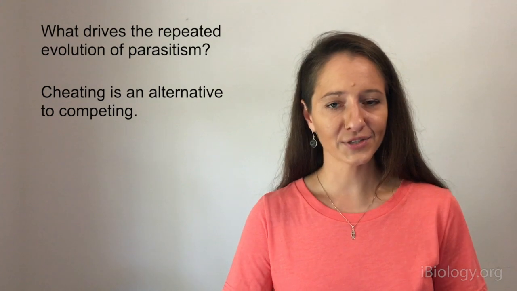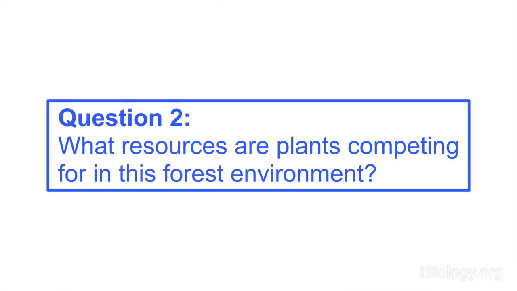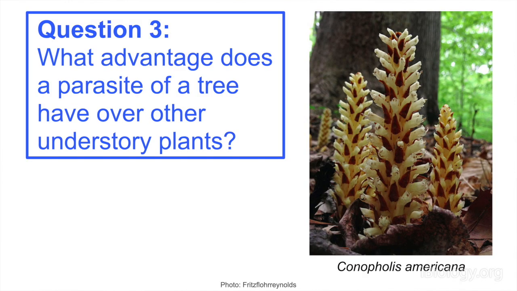So pause and ask yourself this question: what are some of the resources that plants are typically competing for? And now focus on the parasitic plant on the right side of this slide. This is called Canophilus americana, and it's a small plant. It stands less than a foot tall, but its hosts are huge. They're oak trees. So, relative to non-parasitic understory plants, what advantage might Canophilus gain by parasitizing large hosts like oak trees?